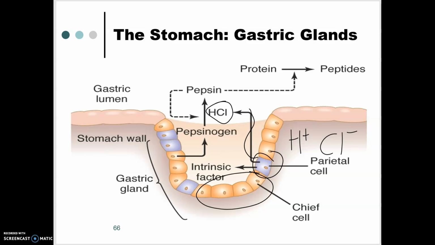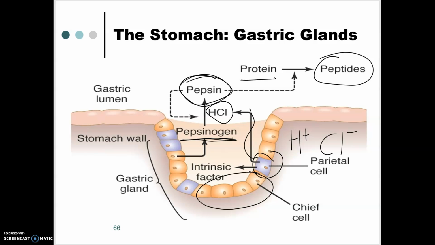Now, if we look at our chief cells, they're going to secrete pepsinogen. And pepsinogen is the proenzyme, right? So it's not pepsin, it's not an active enzyme yet, but once this pepsinogen comes into contact with hydrochloric acid, then we get an activated enzyme. And then that pepsin enzyme can work on proteins and turn them into smaller peptides that we can use.